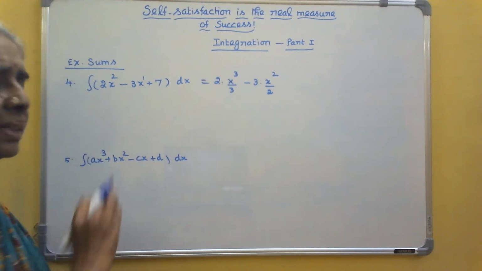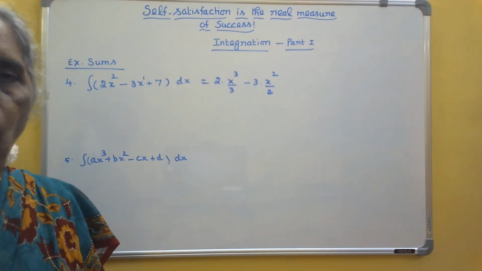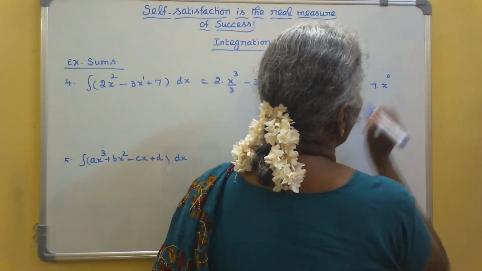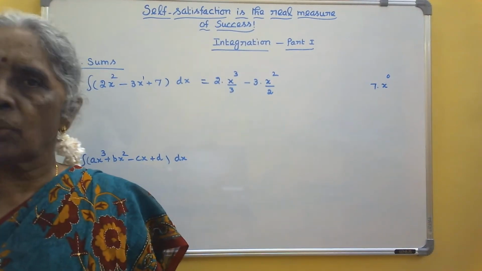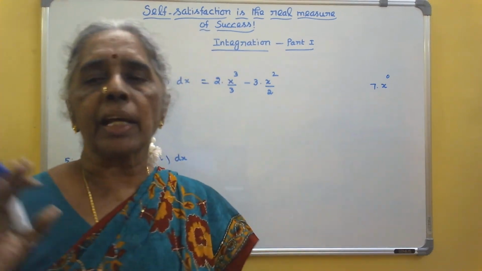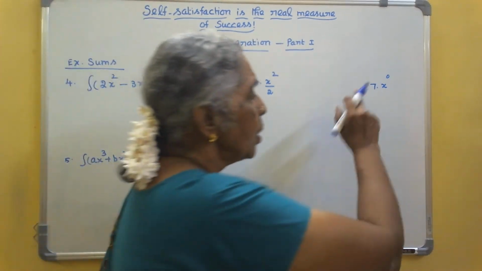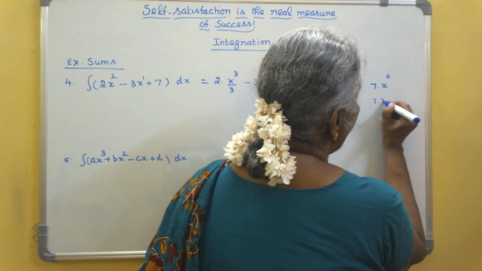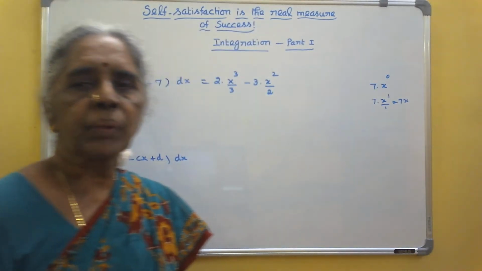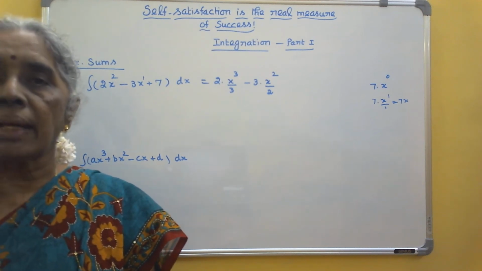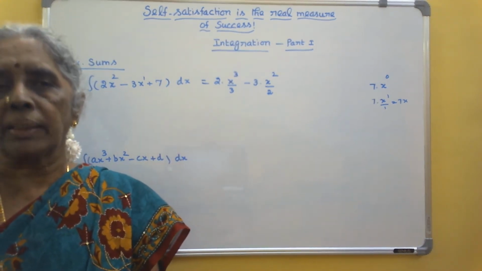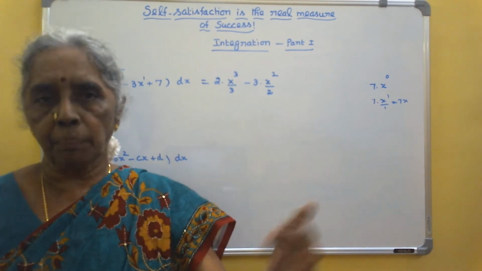Now, you just have a constant here. What does it mean actually? It is 7 into x power 0. Because you know x power 0 is 1, right? So, you keep it as 7 into x power 0 in your mind. So, when you integrate, you will get 7 into x power 1 by 1, which is 7x. Or you can remember like this hereafter. If you have a constant, you will get an x along with it. If you have plus 7, you will get plus 7x.